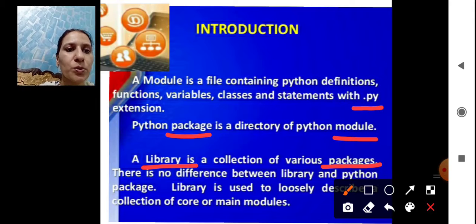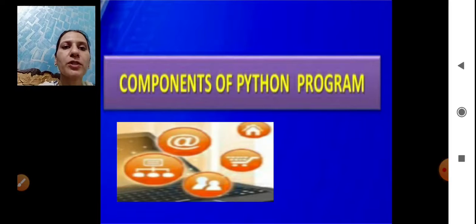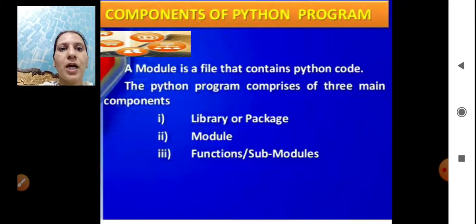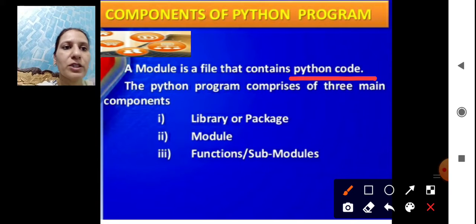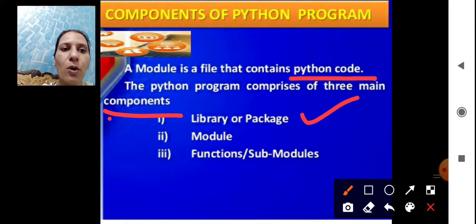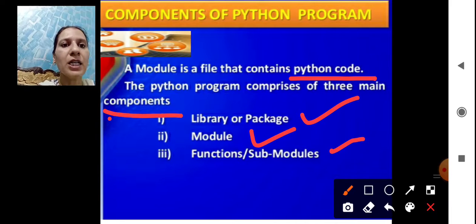Library is used to loosely describe a collection of core or main modules. Now, components of a Python program. A module is a file that contains Python code. So we can say that a module is a file which can contain Python code, and the various components of a Python program are library or package, modules or functions, and submodules. So these are the components of a Python program.